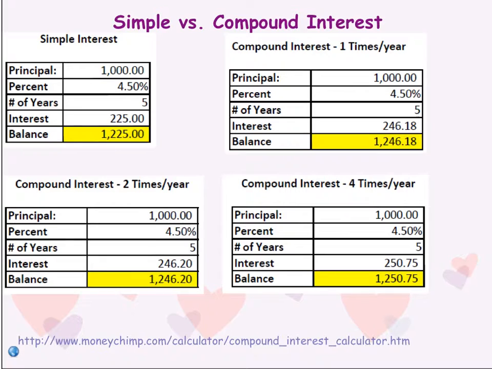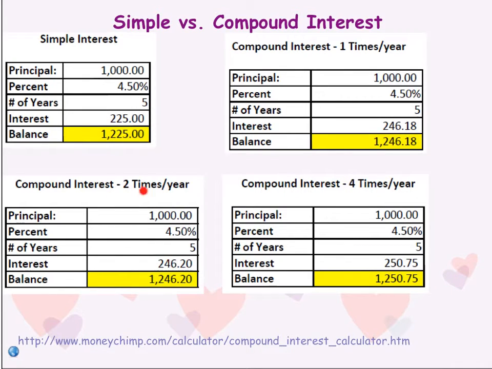Think about if it was $10,000, $50,000, $100,000. And you did this for a different number of years, like 10, 20, 30 years. You're going to increase the amount of interest you earn much faster when you do compound interest, especially when it's compounded more often.